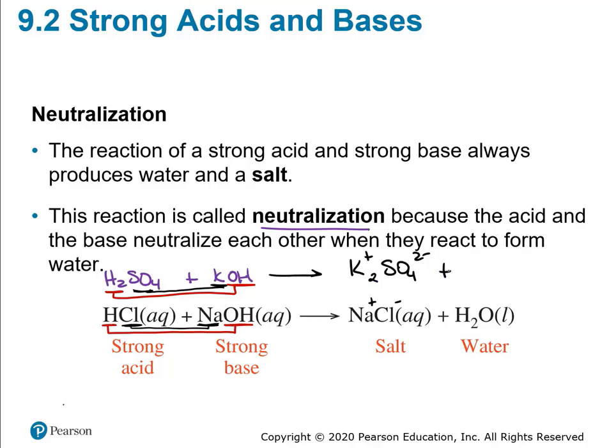And the other product is, well, the H and the OH. It doesn't matter if I have 2 H's over there. It'd still just be 1 H and 1 OH, so that would make water. So the outside pairs form water, the inside pairs form the salt.